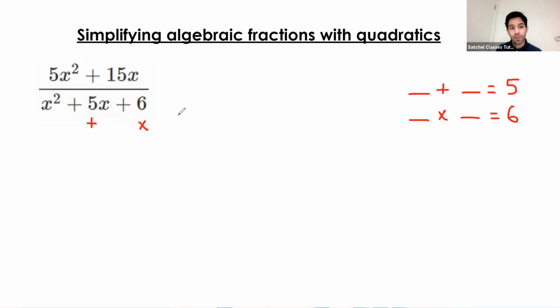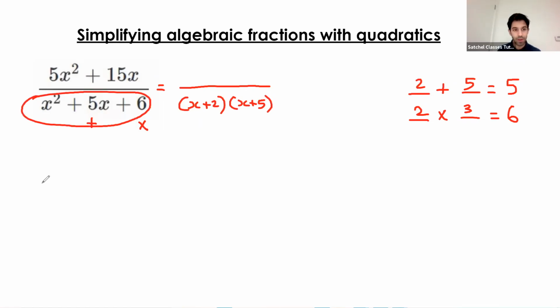But this is going to be, well, what are the factors of 6? The factors of 6 are 1 and 6, but 1 and 6 won't make 5. 2 and 3, well, 2 and 3, if we add them together, will make 5. So 2 and 5 will satisfy both conditions. So the way we would factorize this is we can write x plus 2 multiplied by x plus 5 in brackets. And if we were to expand this, we would end up with this quadratic expression here.